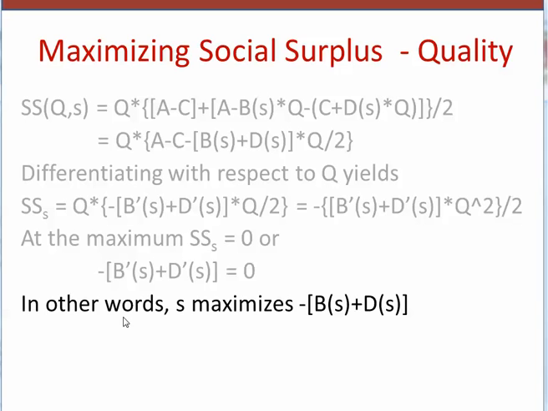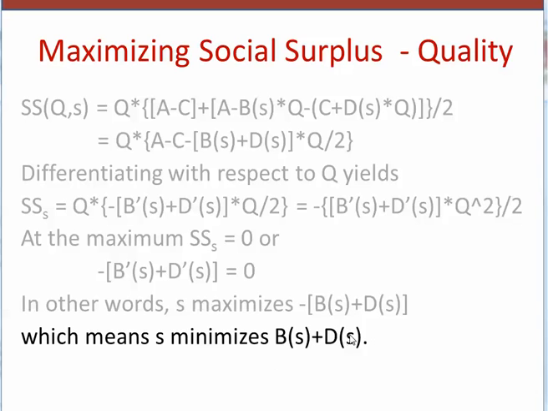So we are, if you will, choosing S to maximize minus B of S plus D of S. And if you maximize the negative of the function, that is like minimizing the function. So we're at the same time minimizing B of S plus D of S. That's what maximizes social surplus in terms of quality choice.